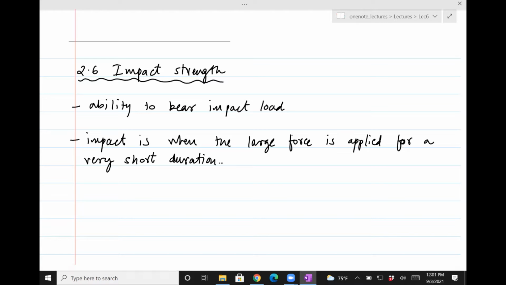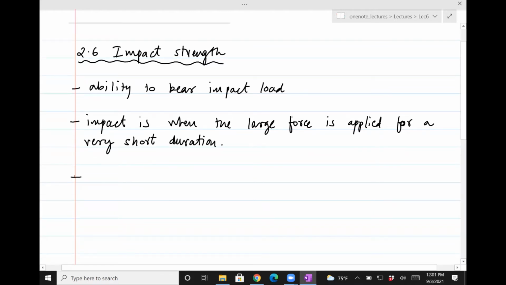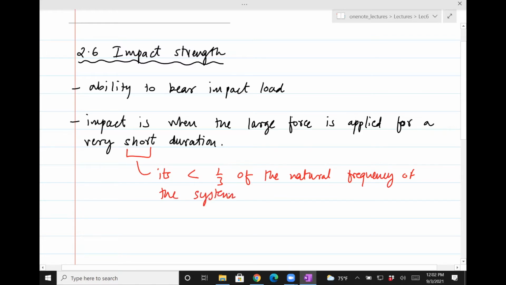Okay. So what does it really mean to have very short duration? Like how do you quantify it? The short duration really is to do with the natural frequency of the system. Short here implies it's less than 1/3 of the natural frequency of the system. So structurally, a material always has a natural frequency. This is the frequency at which something gets deformed. So if it's fast enough, that's 1/3 the natural frequency, then you can consider that to be an impact load.